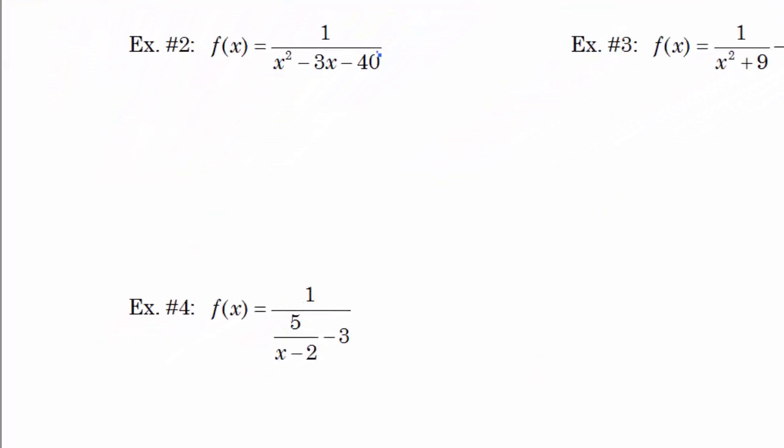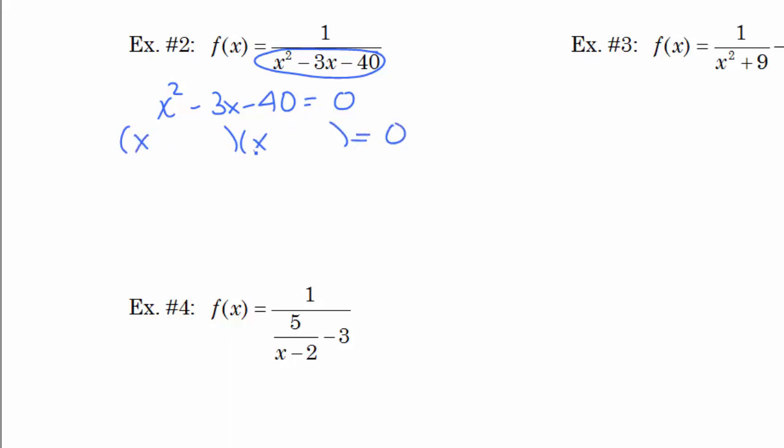Alright, so we're going to take the denominator, we're going to set it equal to 0. How do I solve that? It's a quadratic, so I'm going to factor that. I think 8 times 5 works nicely. Set each factor equal to 0. And let's just stop right there.